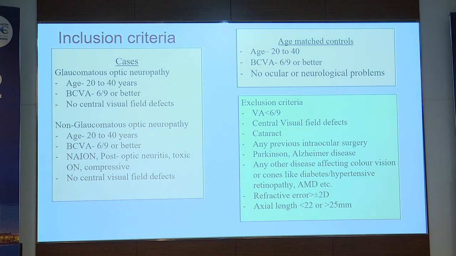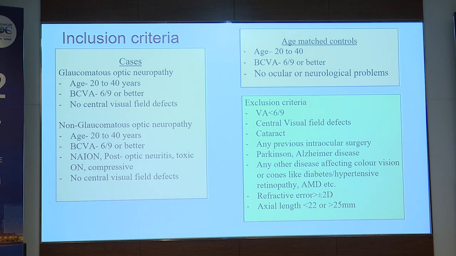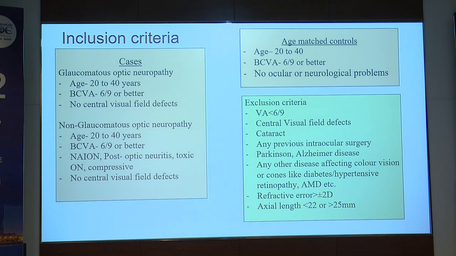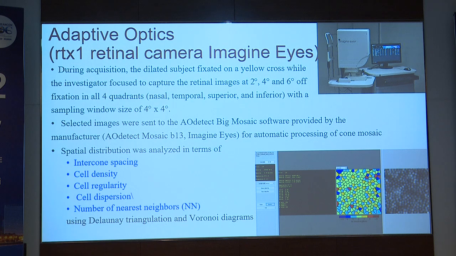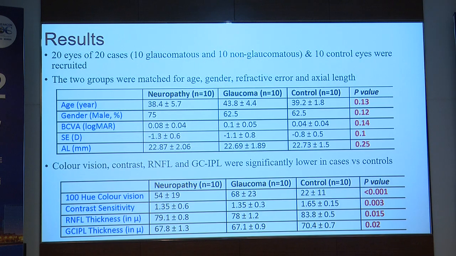The age group was 20 to 40. Initially we thought we'd take up to 40, but then we extended the age to 20 to 50 years, because then we could get a better range of cases. We needed good vision so that fixation could be maintained, and we avoided patients with gross central visual field defects. And this was the technology. The RTX1 retinal camera was used for imaging, and we analyzed the data in terms of cell density, spacing, regularity, dispersion, and number of nearest neighbors.